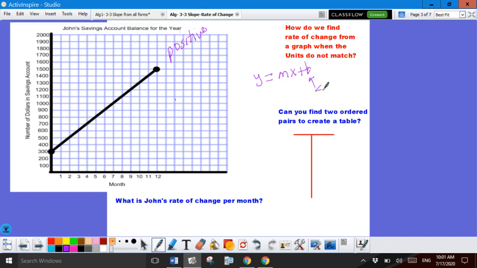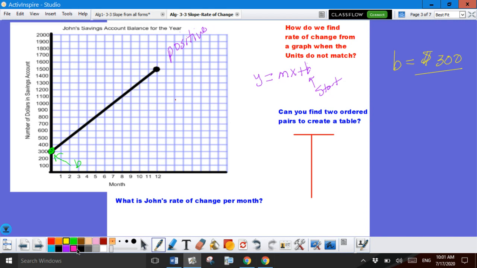Well, we know this is my starting point. So how much money did he start with? Okay, take a look at your graph. He's starting right here. This is my y-intercept. So he started with $300. So when he opened his account, he initially put in $300.